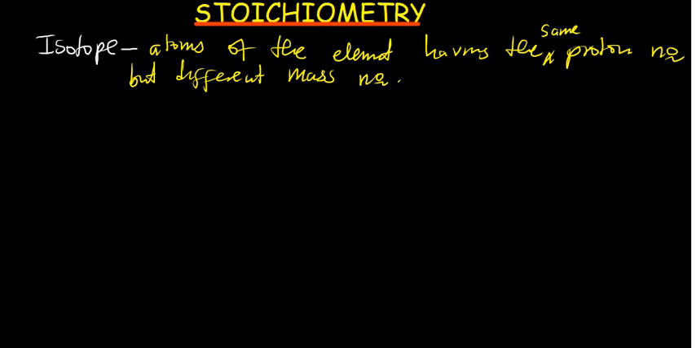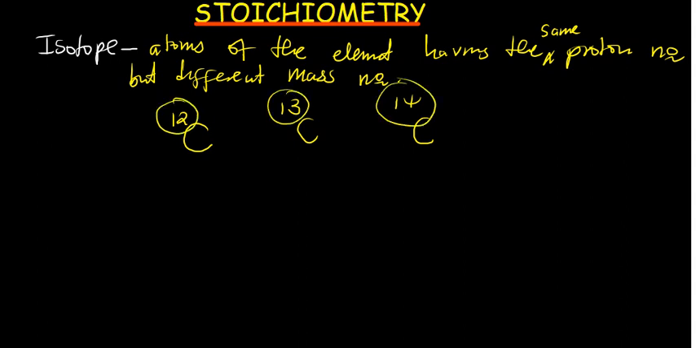So how do we get to calculate the relative atomic masses? For example, we are saying atoms of the same element. You can have an element such as carbon. You have got carbon 12, you have got carbon 13, you also have carbon 14. This is the same element, but you see these are different atoms. Why? Because they've got different masses.